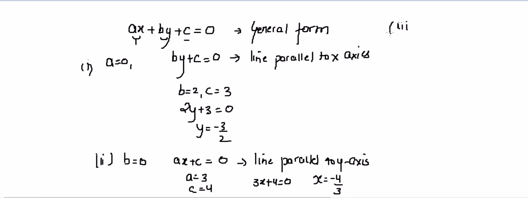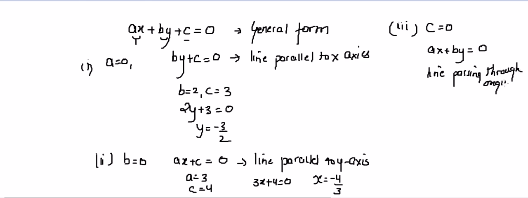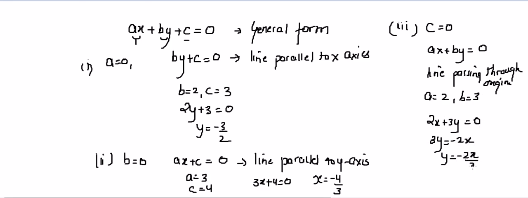Third is when c equals 0. This is our third case. When c equals 0, it will be ax plus by equals 0, and this is a line passing through origin. Say if I say a is 2, b is 3, so my equation will be 2x plus 3y equals 0. And if I plot this, say for example, if I do 3y equals minus 2x and y is equals to minus 2x over 3.